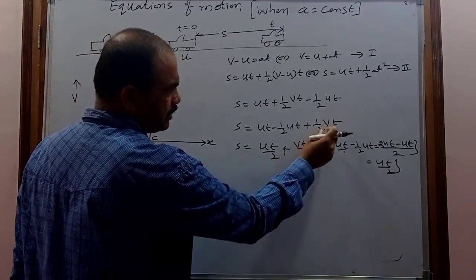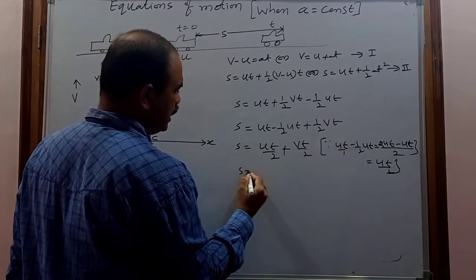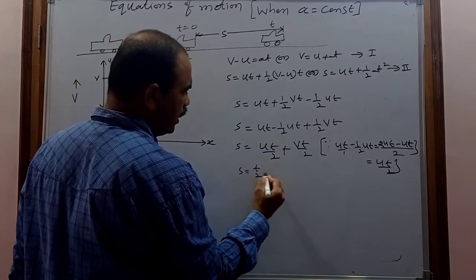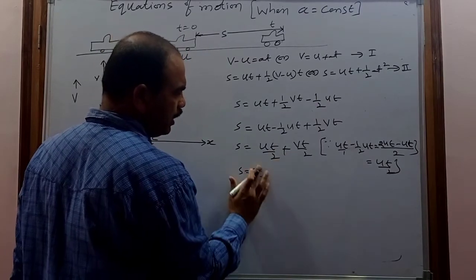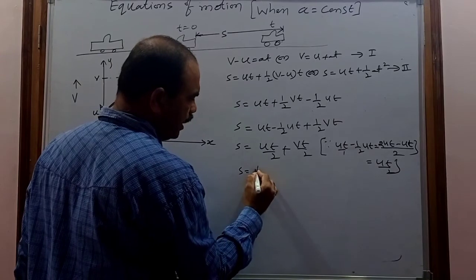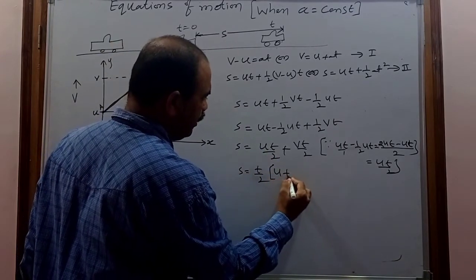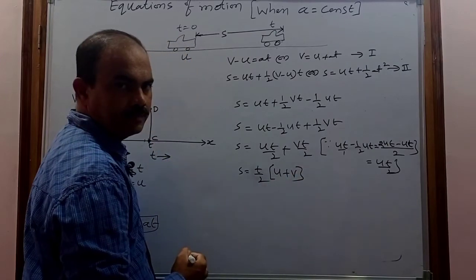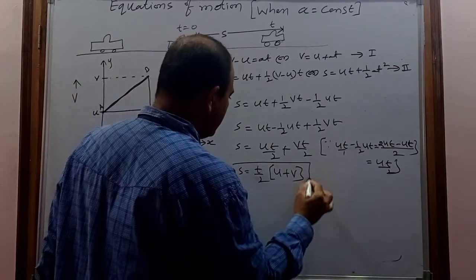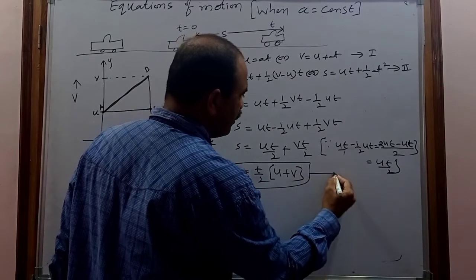And next, what is the remaining part? Vt by 2. So if I take the t by 2 common, what do you get here? U plus v. So this is one of the forms of the third equation of motion.